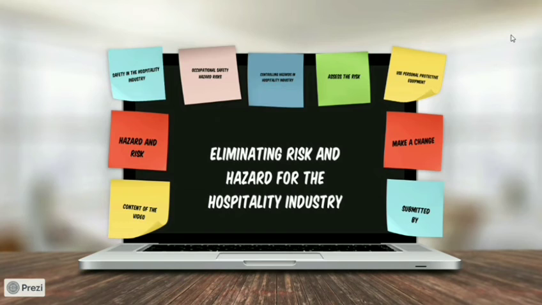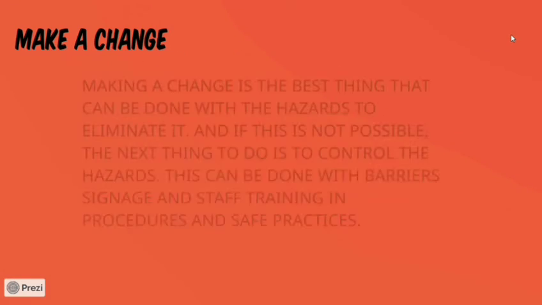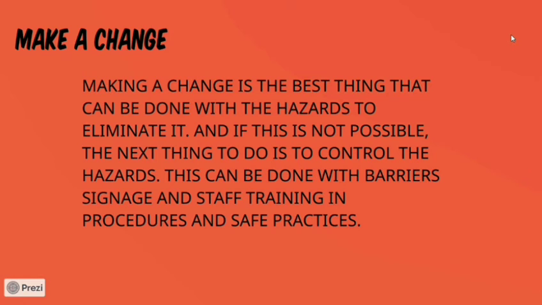Next, make a change. Making a change is the best thing that can be done with the hazard, to eliminate it. And if this is not possible, the next thing to do is to control the hazards. This can be done with barriers, signage, and staff training in procedures and safe practices.